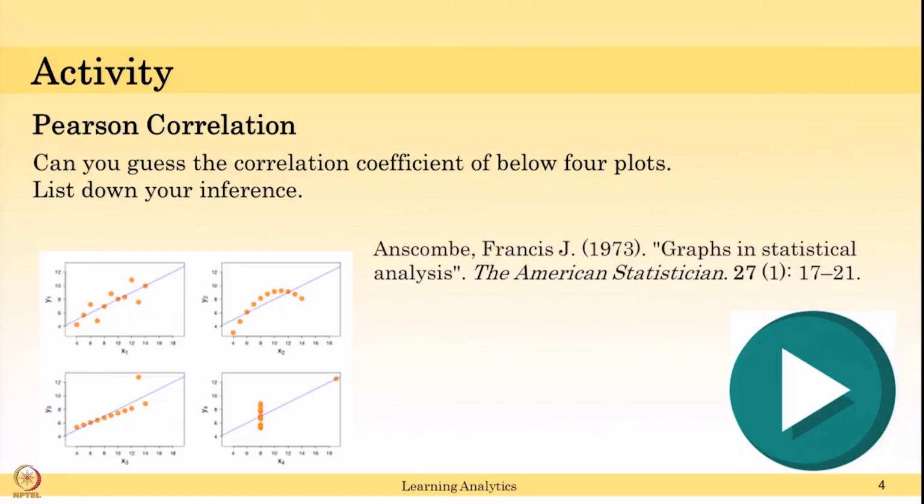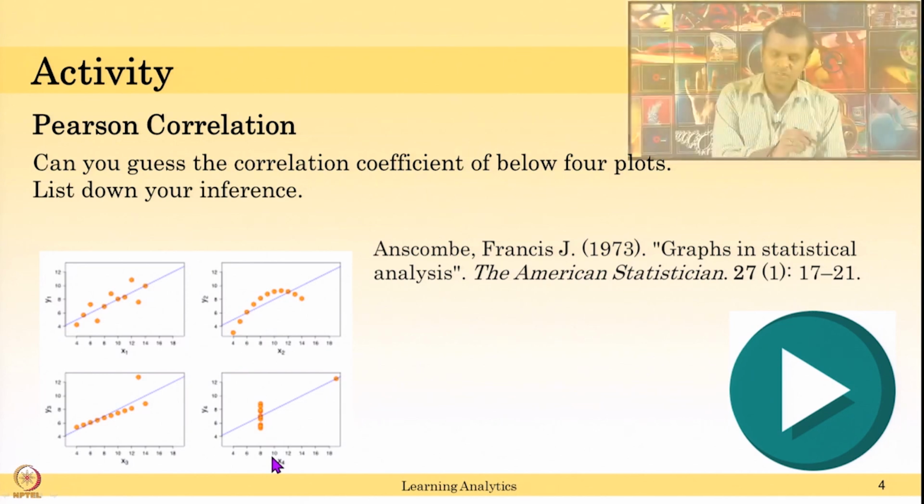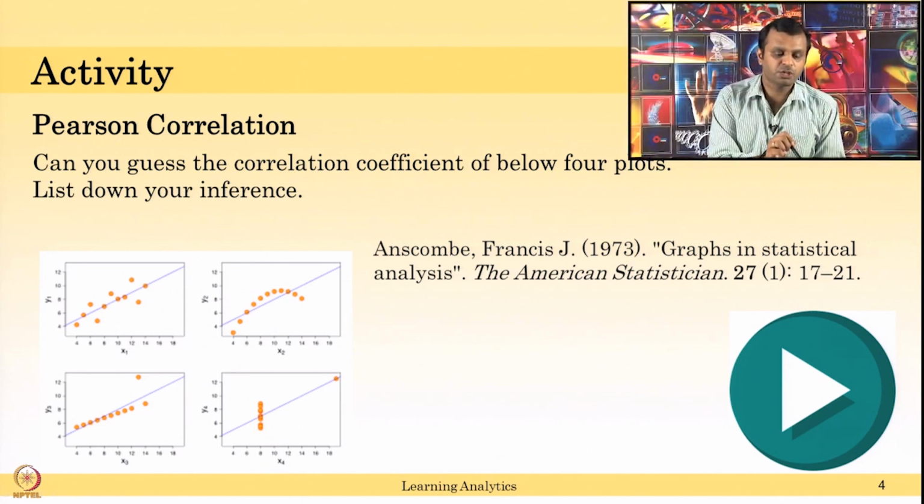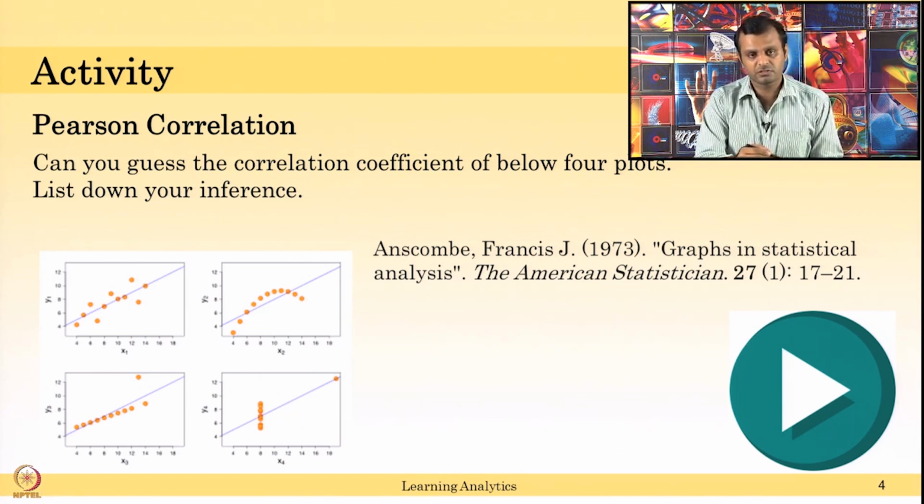Let us do a small activity. Given the 4 plots, x1, y1, x2, y2, x3, y3 and x4, y4, can you guess the correlation coefficient of chart 1, chart 2, chart 3, chart 4? Also, if you guess it, what inference are you making out of this correlation coefficient? You need not do any calculation, just try to guess what the value will be. This data is from a paper, so this is the cited paper.